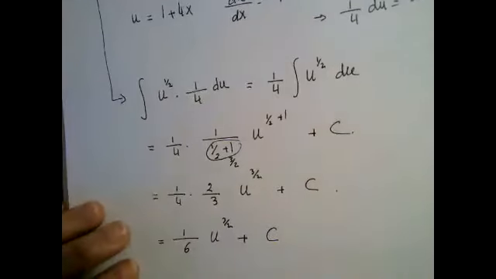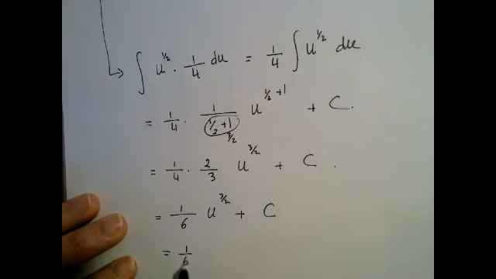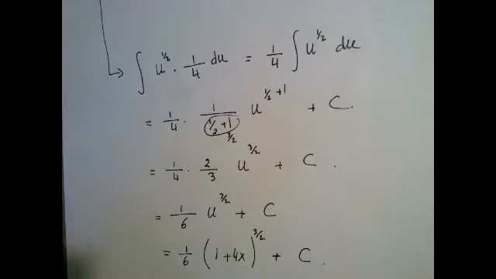And the last step, we have to go back to my original variable. It means 1 over 6, 1 plus 4x to the power 3 halves, plus my constant c.